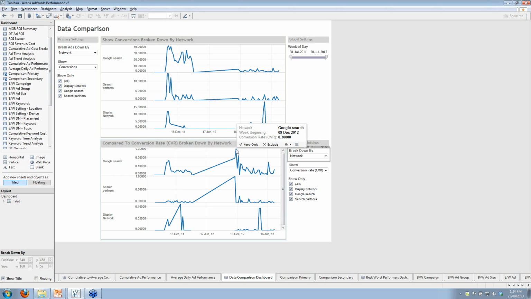Again, we could filter that down into campaigns as well if we wanted to. Instead of looking at it by network, which is really high level, we could look at it all the way down to the individual ad if we wanted to.